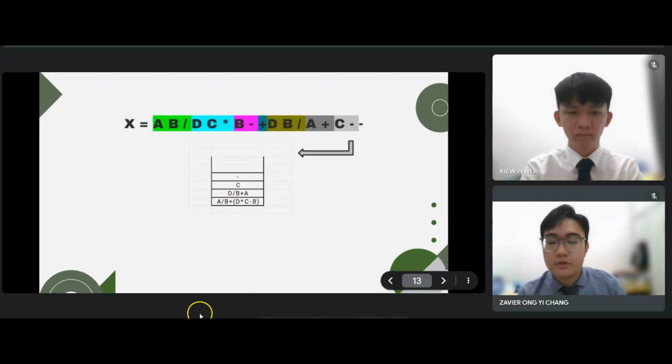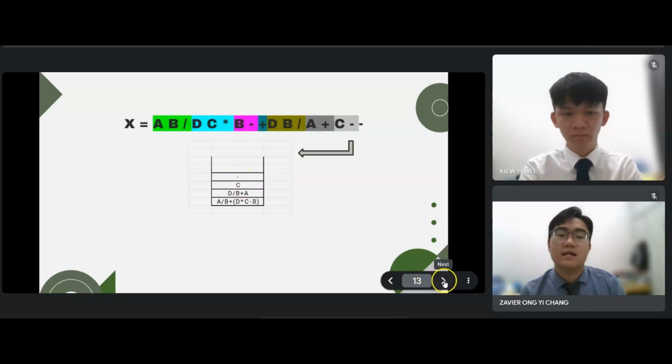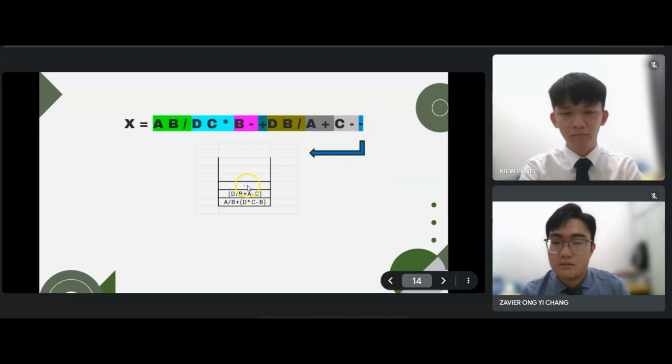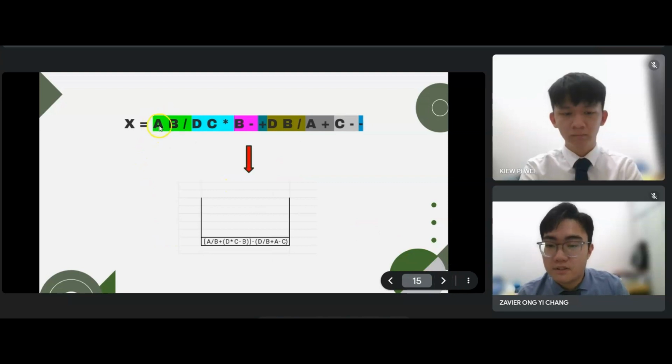The next step, we need to include the C minus inside here. The remaining we just remain. So right now we just add in the C and minus here. The last step, we need to include this minus here. So we just remain A divided by B plus D times C minus B and D divided by B plus A minus C, and we just add in the minus here. So I think all of the equation appears in this diagram.